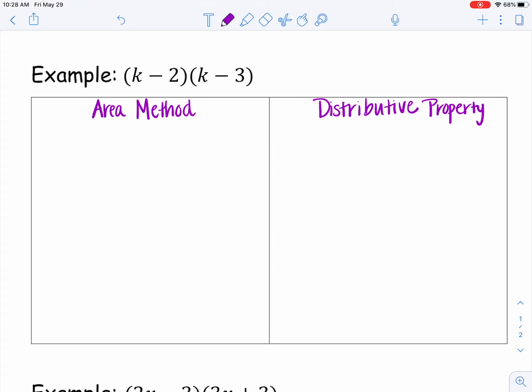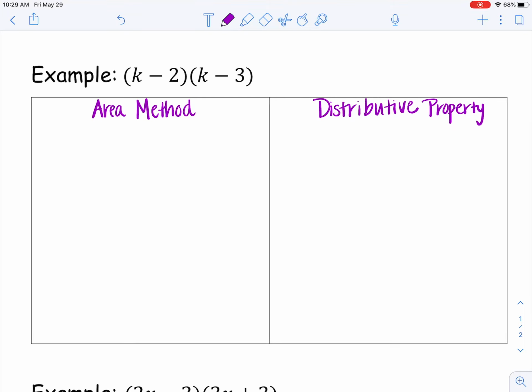I do tend to see students gravitate towards the area method just because it's easier to organize your work. So I do tend to see students do that more frequently than the distributive property. I also tend to notice that the more comfortable you get with multiplying binomials, students tend to start with the area model and then gravitate towards the distributive property. So really, whatever you prefer is fine. I'm going to show you both.